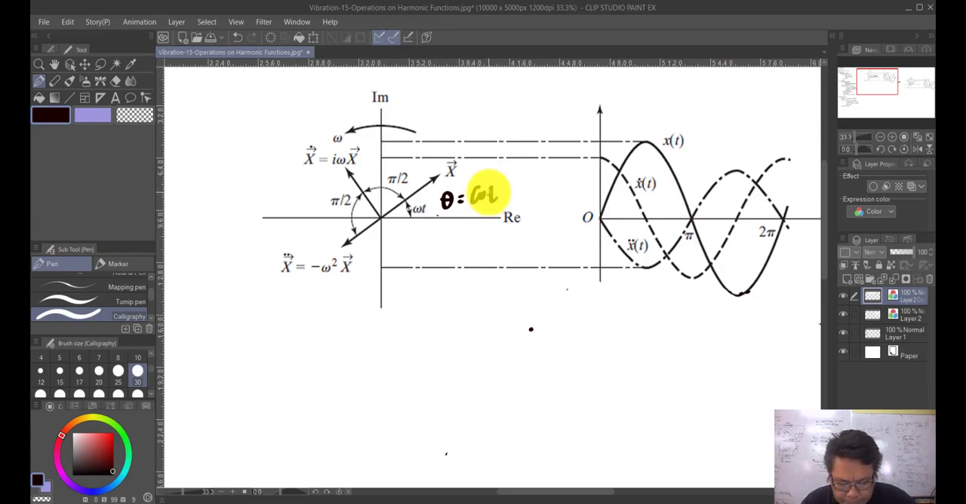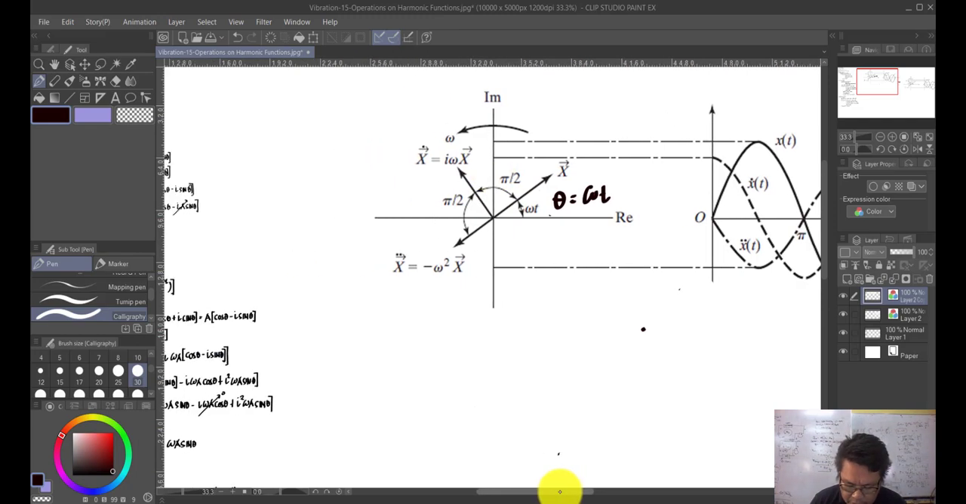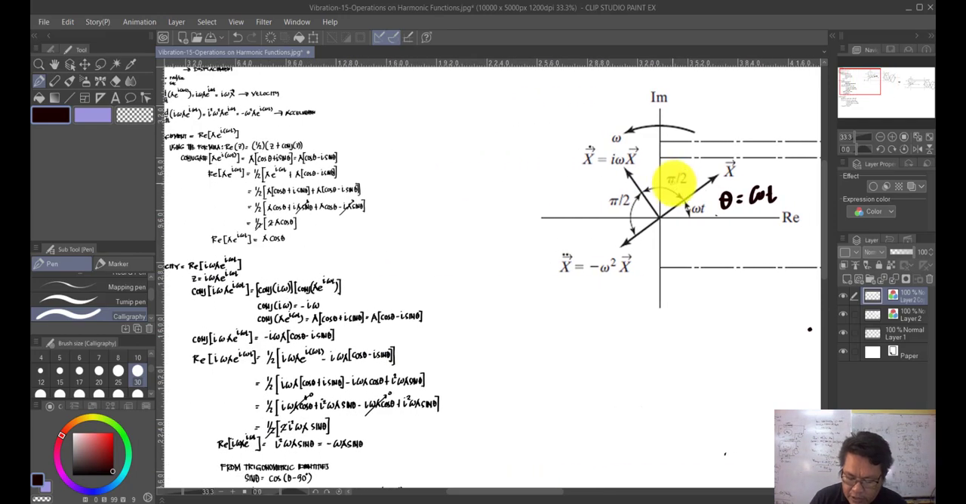Now when I take the first derivative of my displacement with respect to time, that becomes velocity. This is represented by this line, with a dot here signifying the first derivative, and it makes an angle of phi over 2. This is phi over 2, in terms of radian.